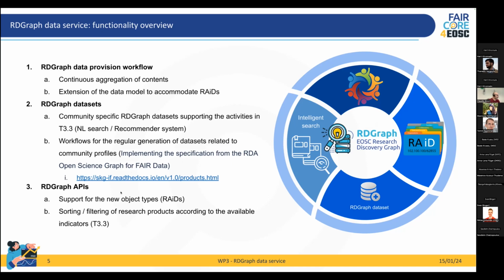So we mentioned the rates. These will be available also through the APIs from which the graph is served. And the same APIs actually were already extended to support sorting and filtering based on the citation indicators that are now being already calculated as part of the graph provisioning pipeline.